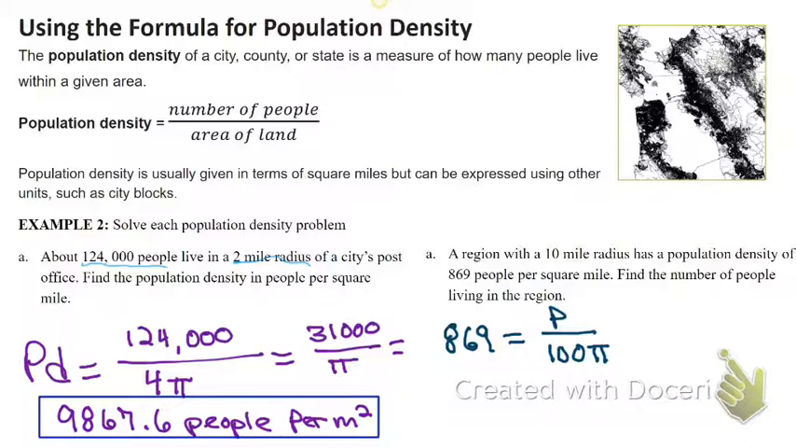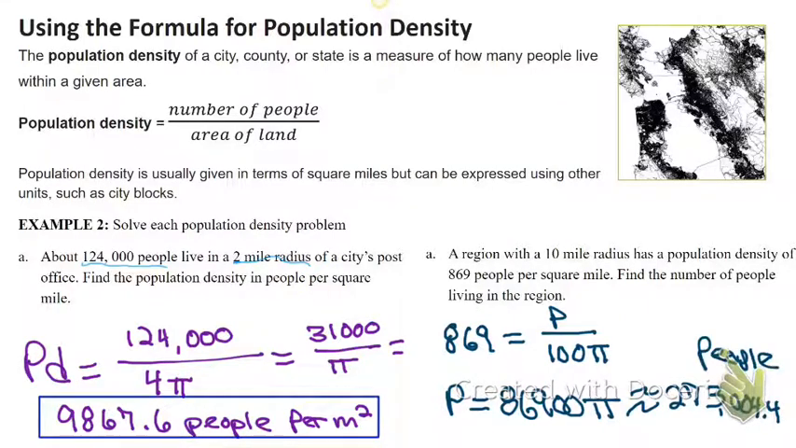Went ahead and calculated the area for that circle with 10-mile radius to be 100 pi. 10 squared is 100 times pi. And now we're going to solve for p. So we need to multiply both sides of the equation by 100 pi, or however you like to think about it, cross multiply. We need to solve for p. So we end up with 86,900 pi, which is approximately 273,004 and 4/10 people.